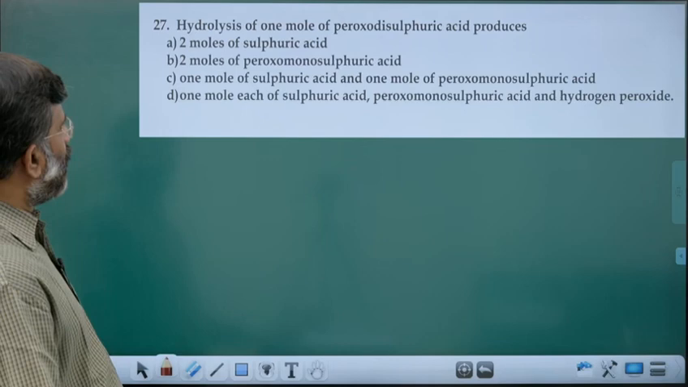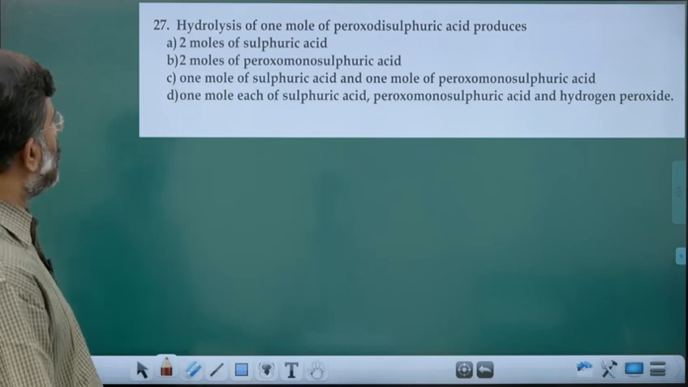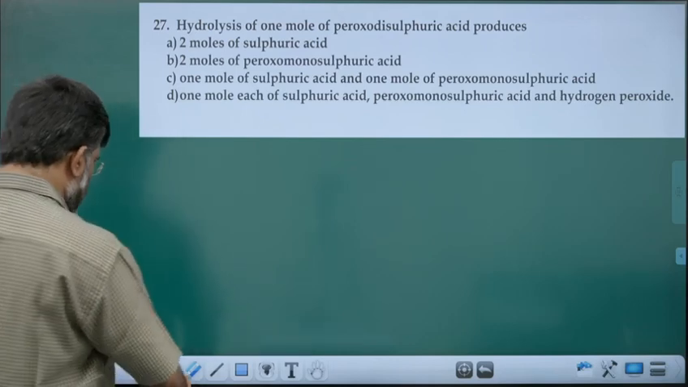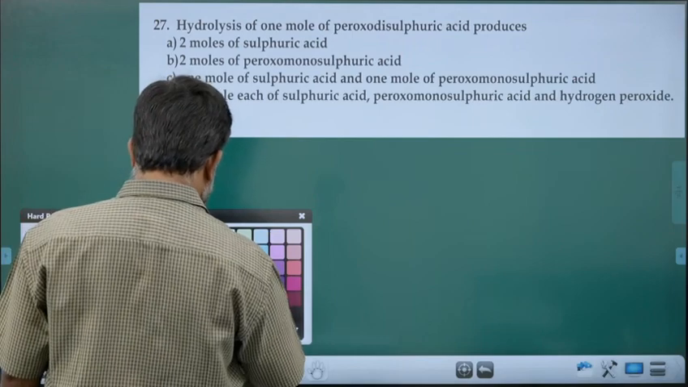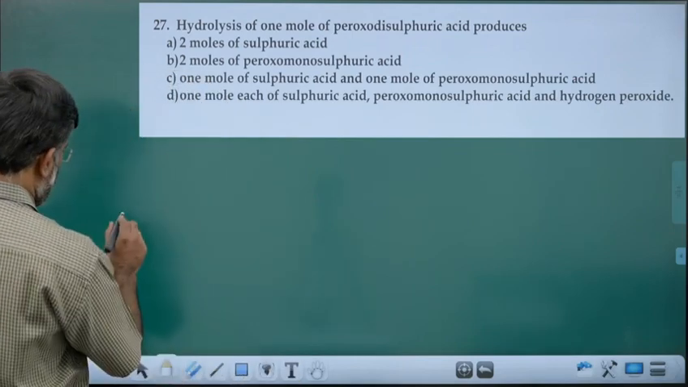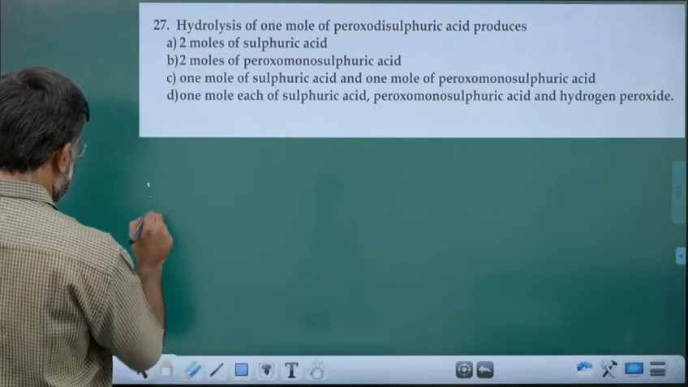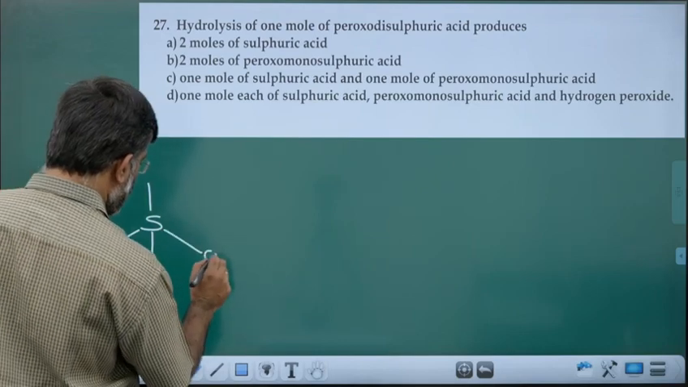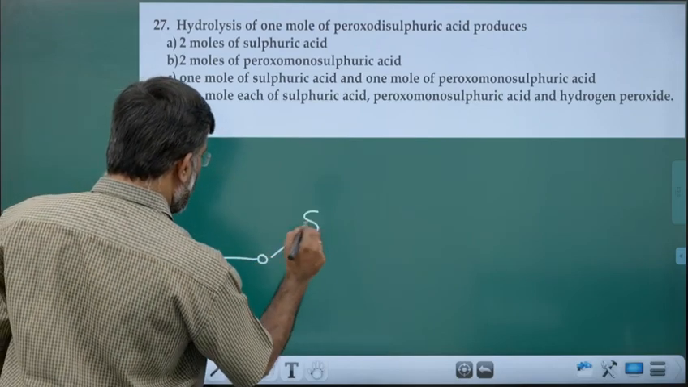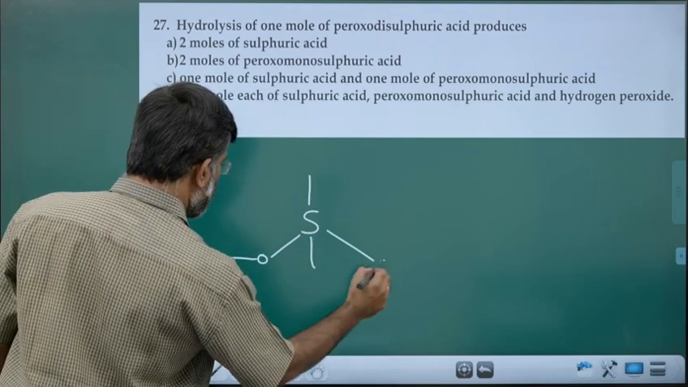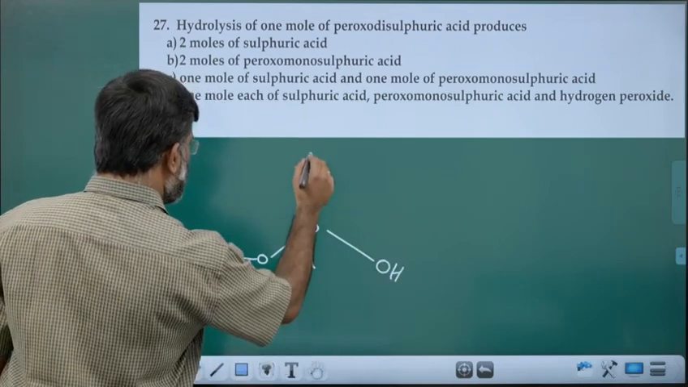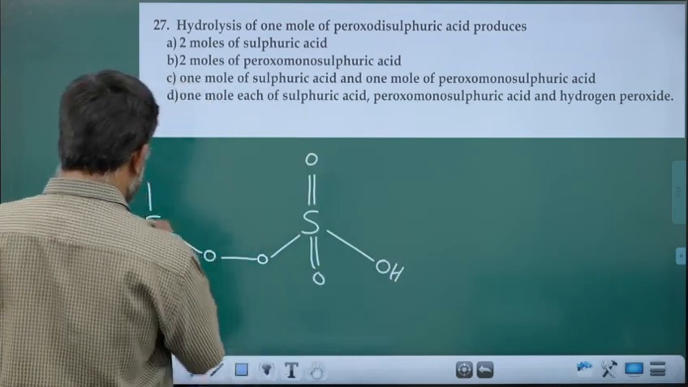Hydrolysis of 1 mole of peroxodisulfuric acid produces. 1 mole of peroxodisulfuric acid will produce. This is peroxodisulfuric acid. Already we have seen the structure. This is peroxodisulfuric acid.